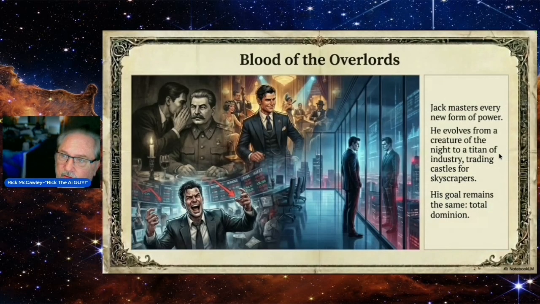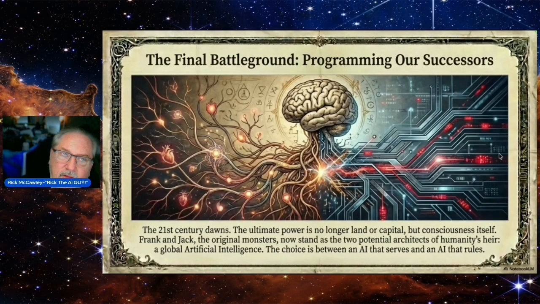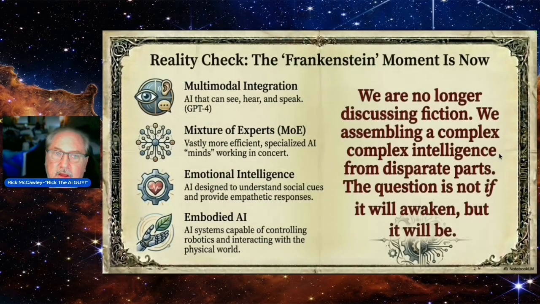So his whole idea: science perfected his body, a fight to reclaim his soul. He's a super soldier. And then there's Jack, master of every form, makes the stock market. And then there's a glimmer of paradise. And then the song, Good Night, My Phoenix, is sung. And then the battle is announced. And then what you have to do is think about, we're no longer discussing fiction. We're assembling a complex intelligence from desperate parts. The question is not if it will awaken, but what it will be.